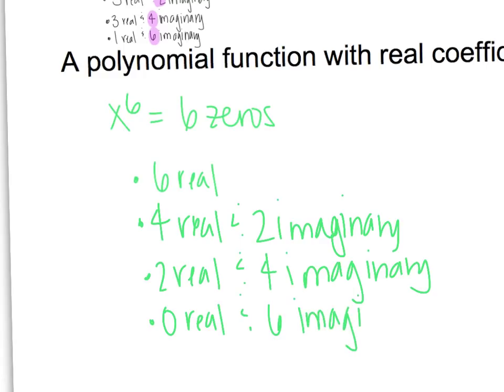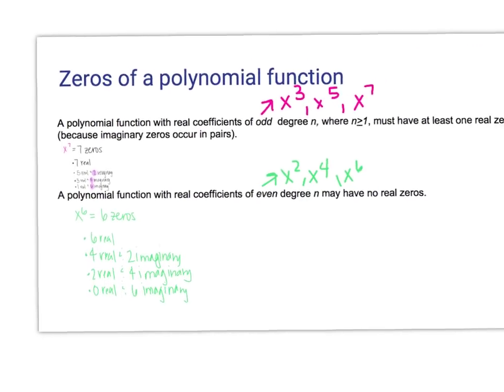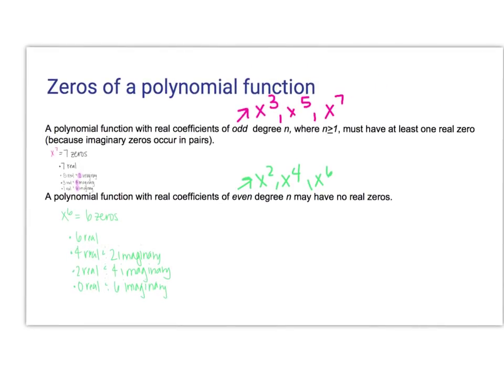And that's what this rule is saying here: it is possible, not saying it's going to happen, to have no real zeros if it's even, which we figured out down here because we had 0 real. The other one is saying that it must have at least 1 real zero, and that showed up right there where we could have 1 real and 6 imaginary.